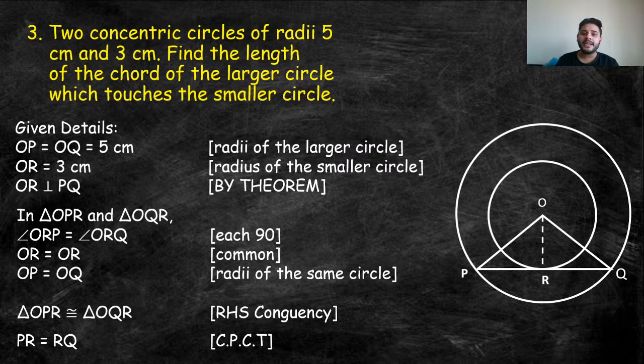PR is equal to RQ. Once we prove the triangles congruent, can we say that the third side, that is PR is equal to RQ, will be equal by corresponding parts of congruent triangles?